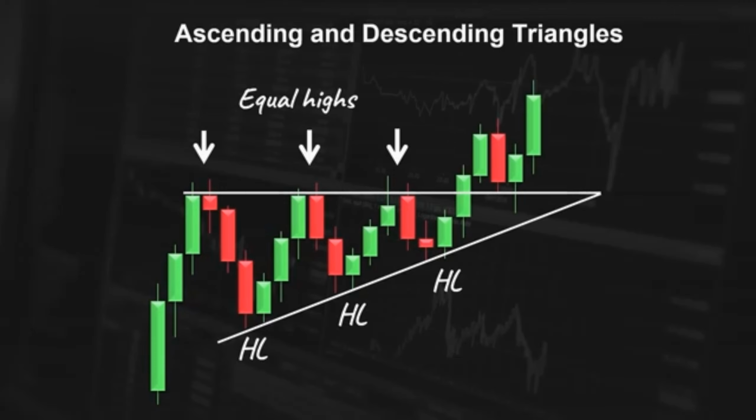The price typically breaks above the resistance level, confirming a bullish breakout. It often appears during an uptrend, acting as a continuation pattern before further gains. It suggests that demand is increasing, and once resistance is broken, buyers take full control.